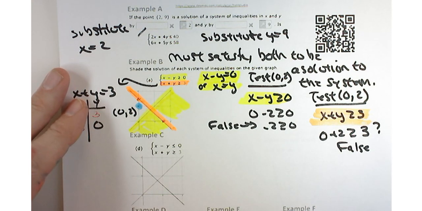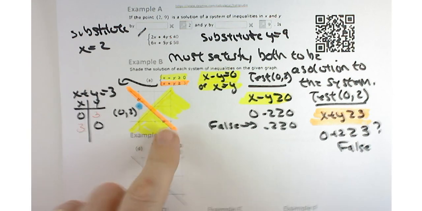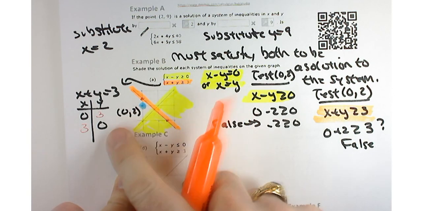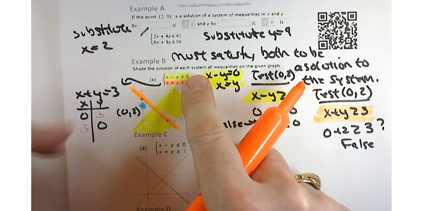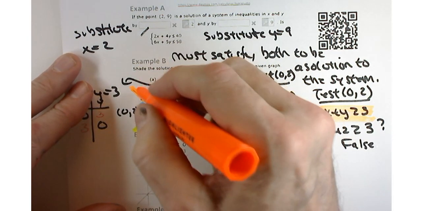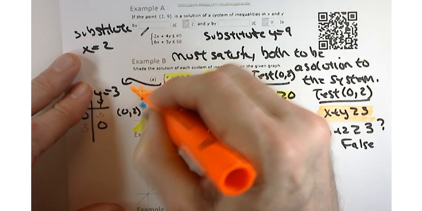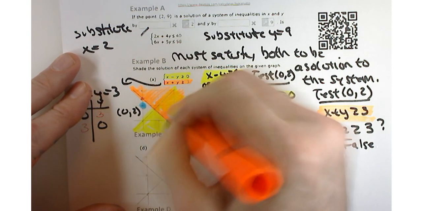All right, last chance of redemption here. If this tested out false, do I want to shade below and to the left or above and to the right? Above to the right. Redemption is yours. All right, good deal. So that's above and to the right.